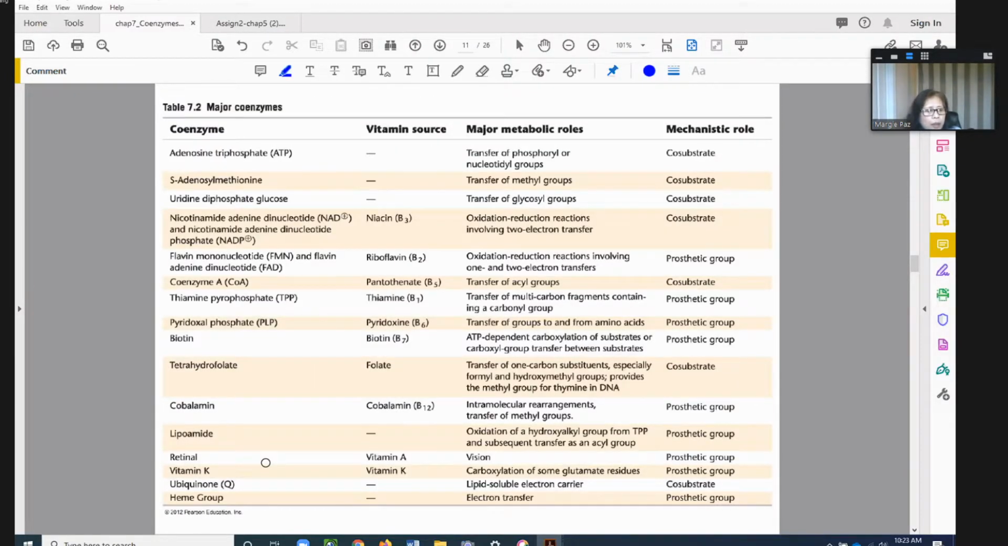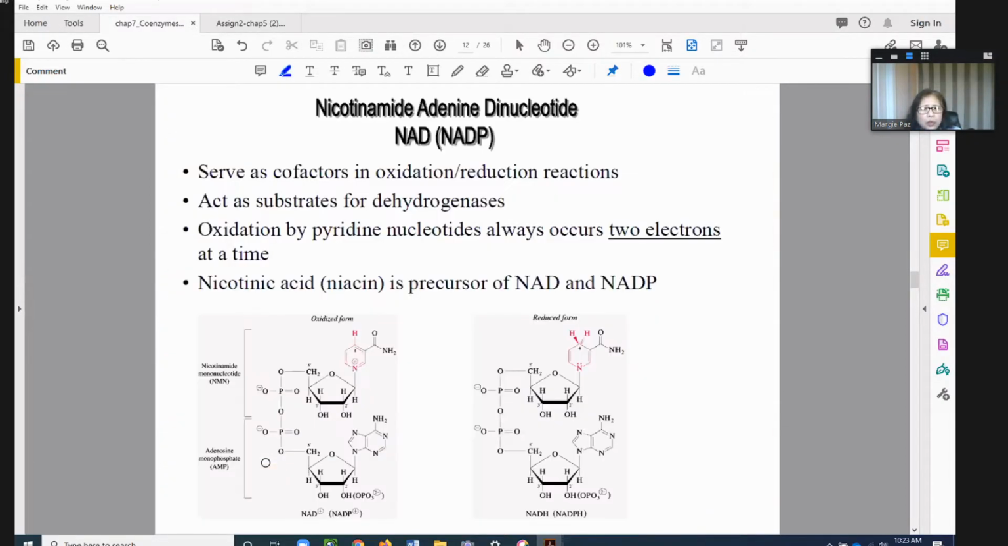Now we shift into vitamin-derived coenzymes. These are coenzymes whose precursor must be obtained from the diet, and then they are enzymatically transformed to the coenzyme. Animals rely on plants and microorganisms for vitamin sources. Let's start with NAD or NADP. Nicotinic acid is the precursor of NAD and NADP.